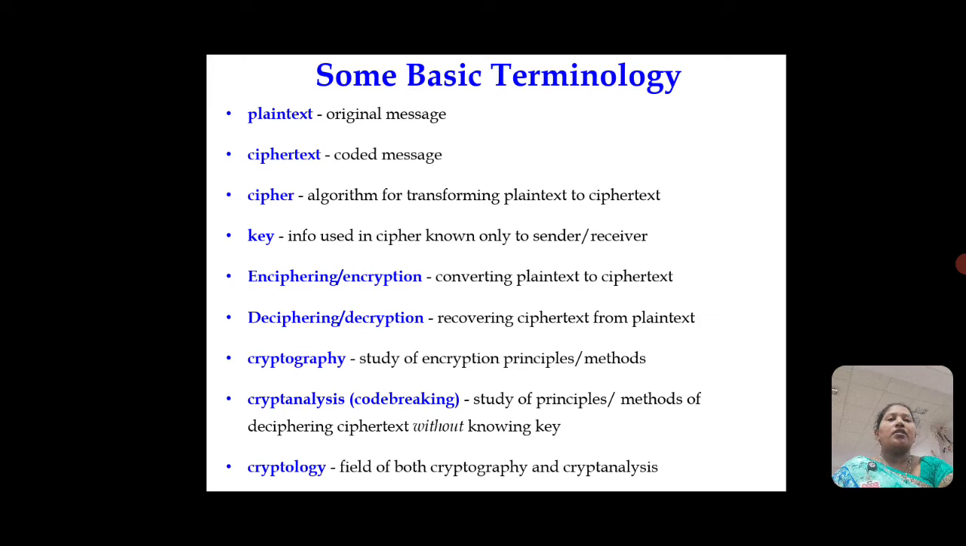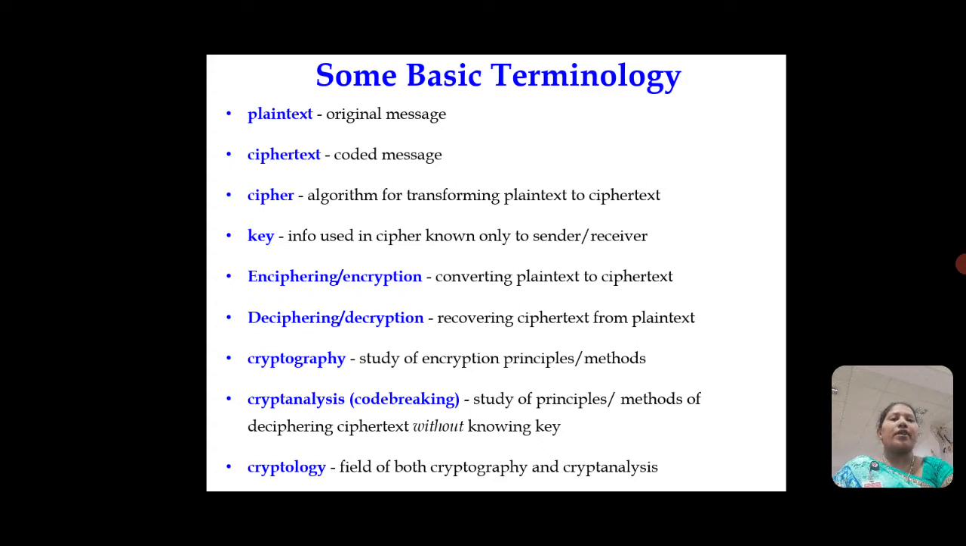The fourth term is key. As we have already seen, in symmetric encryption you use a single, private key in the algorithm to convert your original message to a coded message. The next one is encryption, or enciphering, which is converting the original message to the coded message. The next term is decryption, or deciphering, which is converting the ciphertext back to the plain text at the receiver end. Encryption is performed at the sender end and decryption is performed at the receiver end.